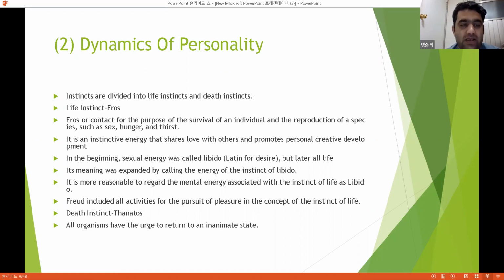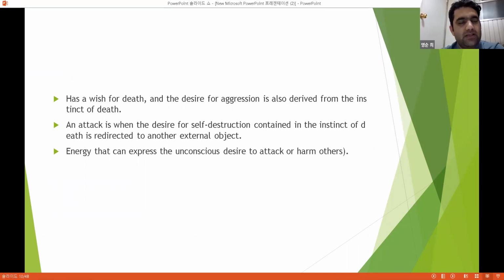So what is the death instinct? Thanatos. Thanatos is the Latin word for death, and all organisms have the urge to return to an inanimate state. So he has a wish for death, or something which is going to die finally. The desire for aggression is also derived from the instinct of death. An attack is a desire for self-destruction contained in the instinct of death, which is also redirected to another external object. It is also the energy that can express the unconscious desire to attack or harm others.